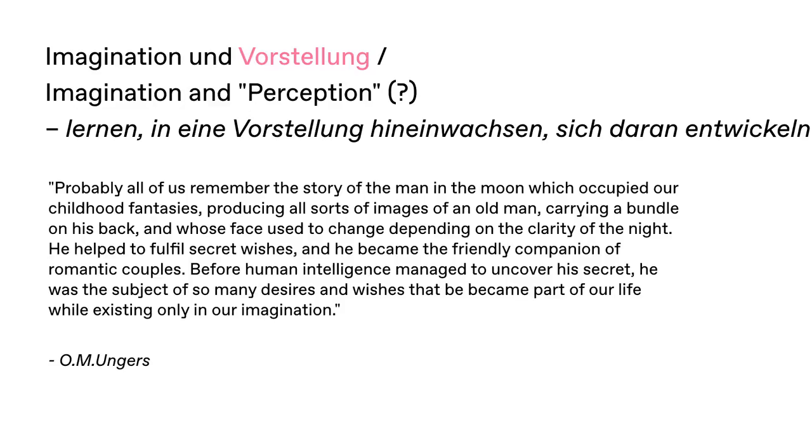And that is a kind of rationality, because it can be objectified, measured, described. That is one that is always already also qualitative. And I think this is very much along the lines of how we can read this idea as a method. So he has one passage which I think supports this in a certain way. He describes towards the end: Probably all of us remember the story of the man in the moon, which occupied our childhood fantasies, producing all sorts of images of an old man carrying a bundle on his back and whose face used to change depending on the clarity of the night. He helped to fulfill secret wishes and so on.